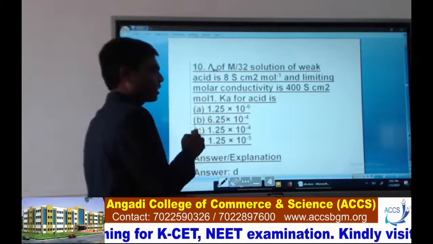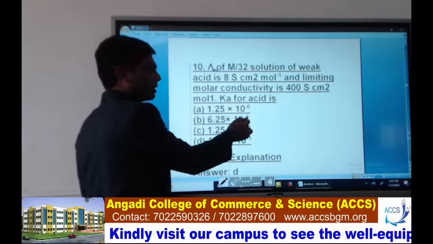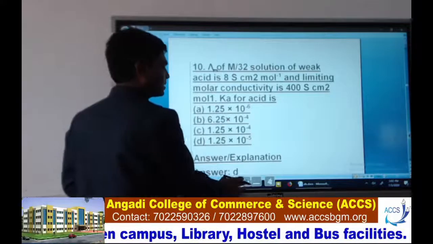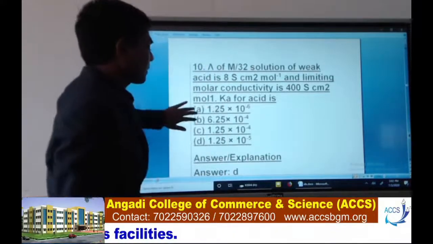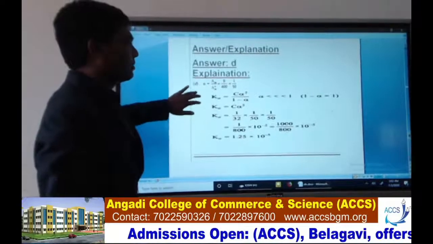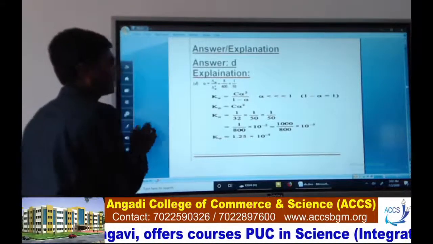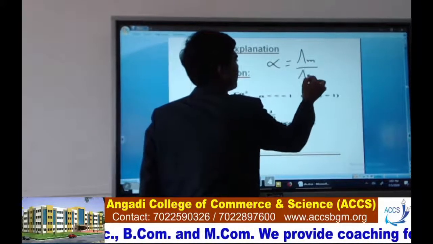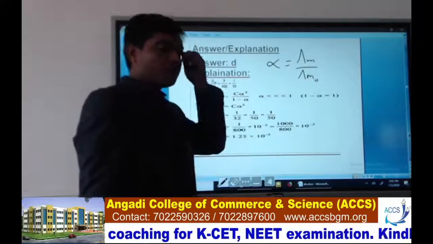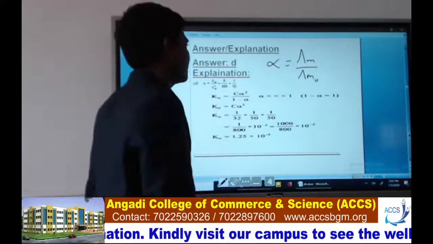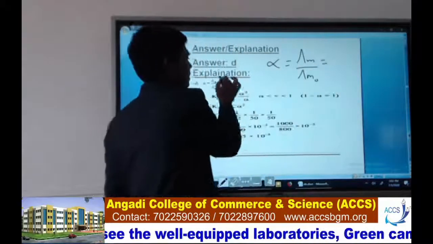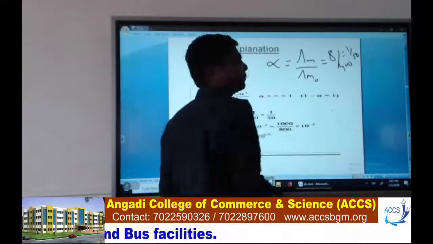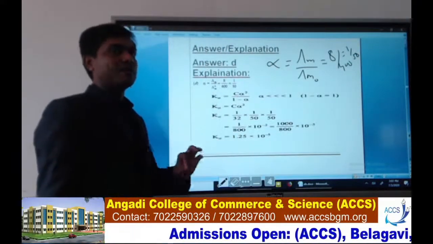He has given the 4 answers and you know that the equilibrium constant comes in values raised to a power. So how to calculate? What is the formula for this one? Let's see here. The answer will be 1.25, but how it came, let's go on looking here. Alpha is equal to lambda m divided by lambda m naught. As I already told, molar conductivity divided by infinite dilution conductivity is equal to, he has given the values, therefore 8 by 400 is equal to 1 by 50. This will be alpha, the degree of dissociation.